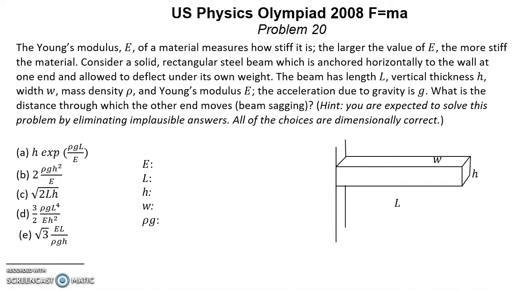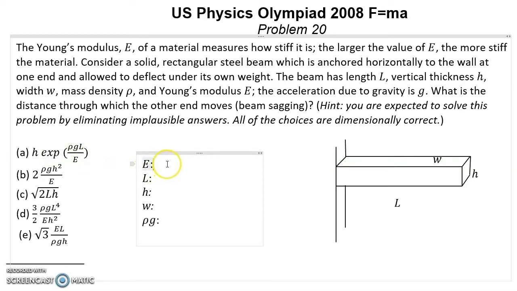So let's see. First A: if we increase E, this expression decreases, so that's a possibility. We can mark it here, A. Next one is B. Same thing, we increase E, deflection decreases, so B is possible. C is not correct because it doesn't include E, but it must, so C is no good. D, same thing, D is good, because for the same reason, if we increase E, deflection decreases. D and E, no good. We increase E and deflection increases, which is not correct.